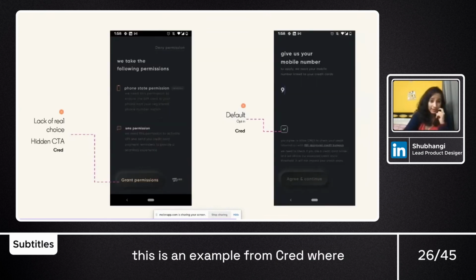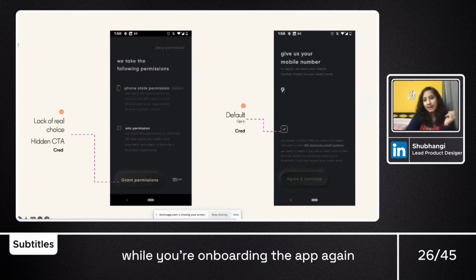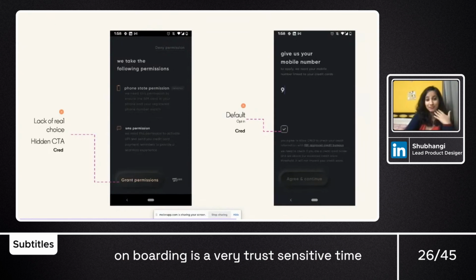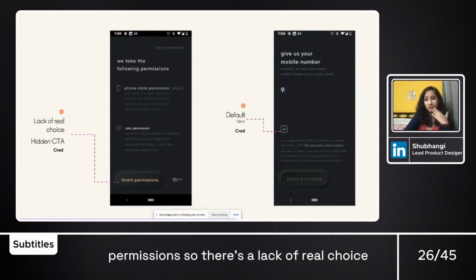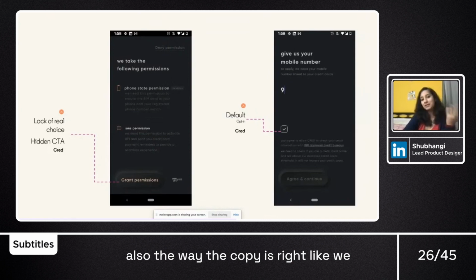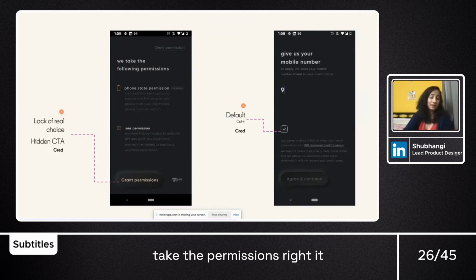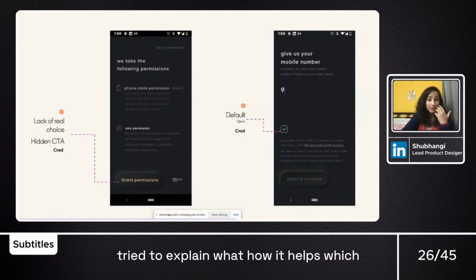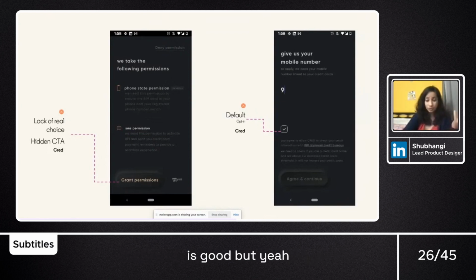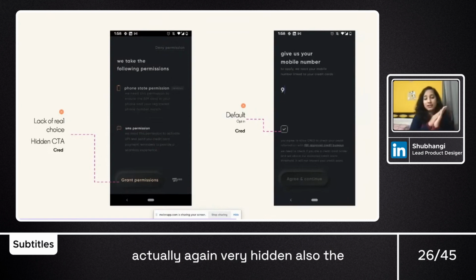This is an example from Cred, where while you're onboarding the app, again, remember the trust journey. So onboarding is a very trust sensitive time and very easy to take the user's trust. So while you're onboarding, it says we take the following permissions, and it gives you two options, and there's no real option except to grant the permissions. So there's a lack of real choice. Also, the way the copy is, right, like we take the permissions, it could be more humble, like they were given the following permissions, and the good thing is that they've tried to explain how it helps, which is good. But yeah, and the deny permission is actually again very hidden.